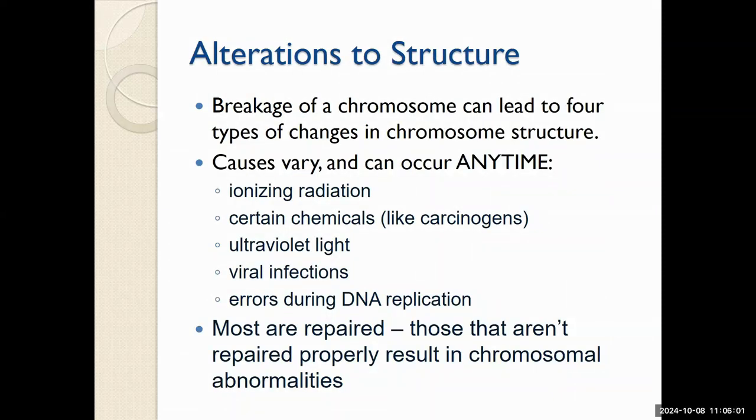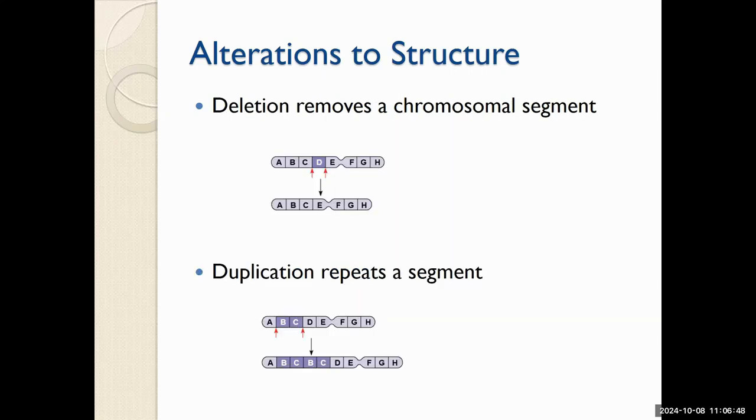The breakage of a chromosome can lead to 4 types of changes in chromosome structure if not repaired correctly. The causes vary and can occur anytime, from radiation, chemical damage, ultraviolet light, viral infections, or simply just errors during synthesis. Most of these are repaired, but some are not caught or repaired properly, and this can result in chromosomal abnormalities. In chromosomal deletion, just a portion of the chromosome has been excised.